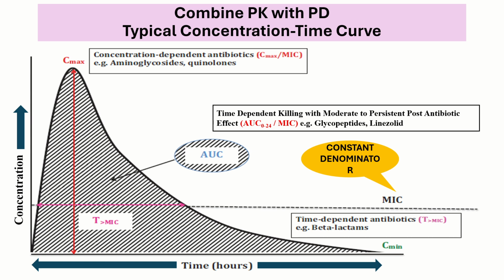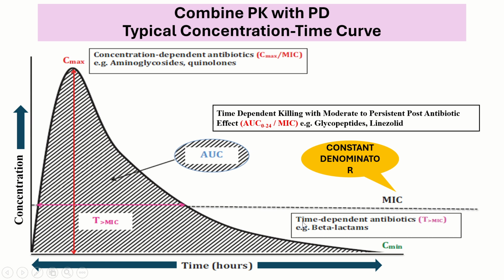Then the third variety are the ones which have time dependent killing with moderate to persistent post antibiotic effect, and they are measured by three different PKPD indices. So the PKPD index for the concentration dependent antibiotics is Cmax to the MIC. So that is the maximum concentration achieved in the serum divided by the MIC. So higher the MIC, lower will be the PKPD index, and therefore the less effective the antibiotic would be.